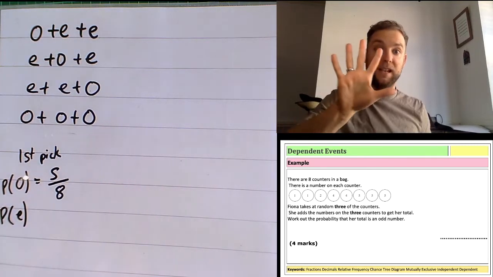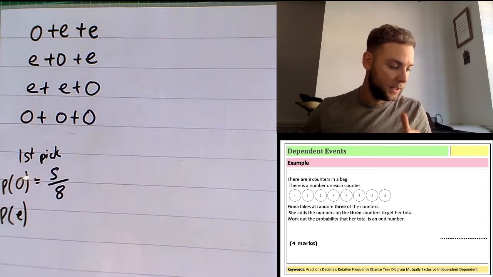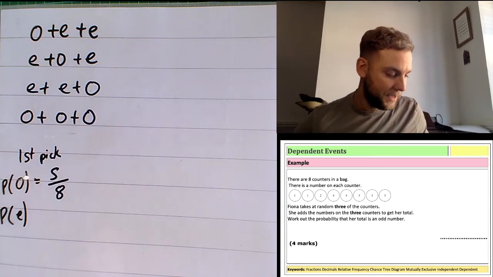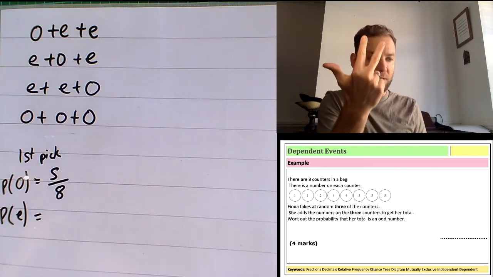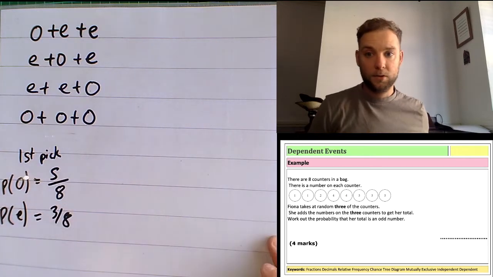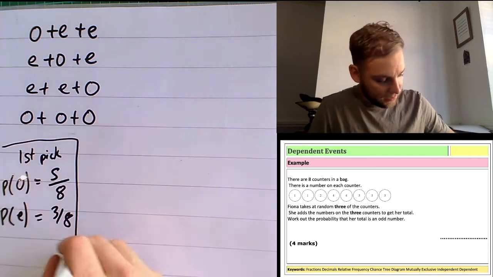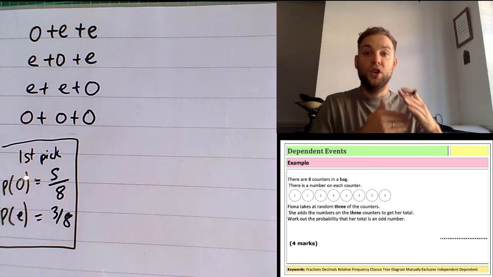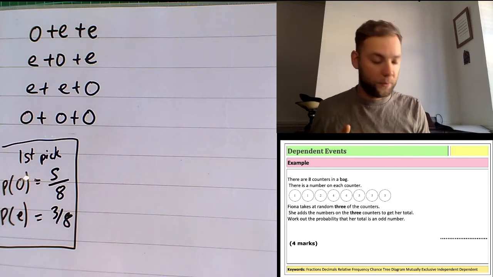So the probability of picking an odd number on my first pick is equal to 5 out of 8. Super. The probability of picking an even number is going to be 2, 4 and 4, which is equal to 3 out of 8, which makes sense because they add together to make 1. Super. So, this is for my first pick. Now, I do need to know this because when I pick one, I'm not replacing it, and that's really important.